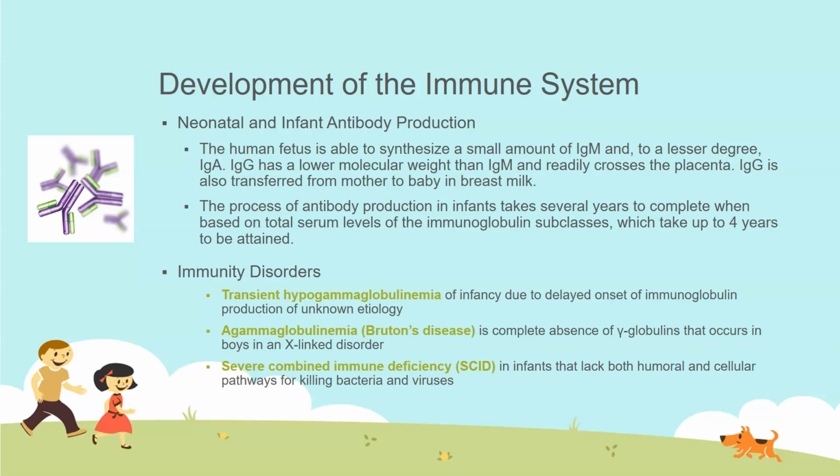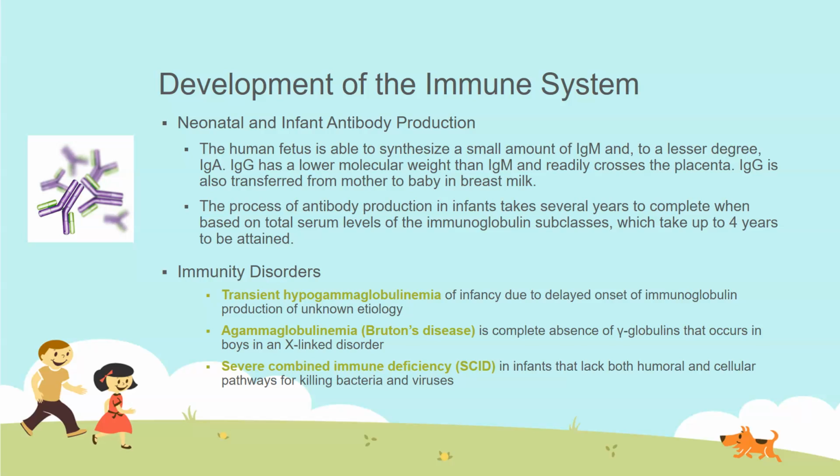The pediatric disorders of immunity, we have transient hypogammaglobulinemia, which means transient, short term, not enough of the gamma globulins, which are your antibodies. And so that could just be due to a delayed onset of these immunoglobulin productions, and you just don't know why. It just takes them a little bit for their immune system to start kicking in. And then you have agammaglobulinemia, called Bruton's disease, where you have no gamma globulin production. It's a complete absence of the gamma globulins, and occurs in boys and is an X-linked disorder, so their immune system is not good at all.